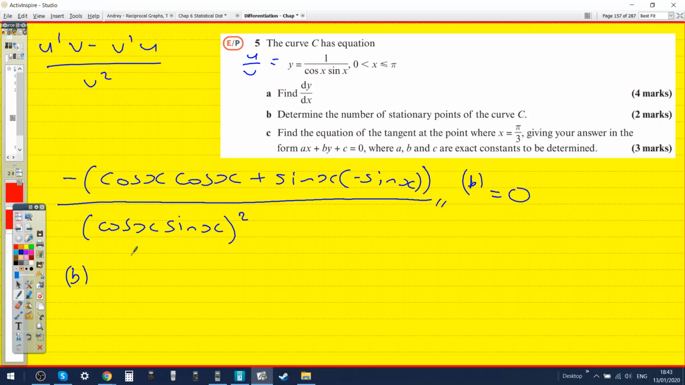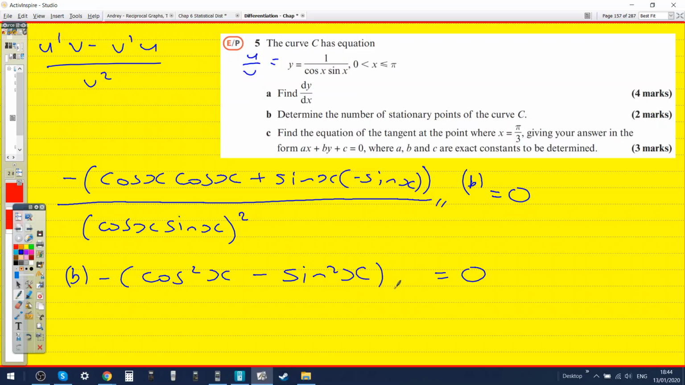So it would be 0 over cos x sin x. So basically the top alone is equal to 0. What is the top? The top is the minus cos x times cos x plus sin x times sin x. What's cos x times cos x? Cos squared x. So minus cos squared x plus sin squared x.